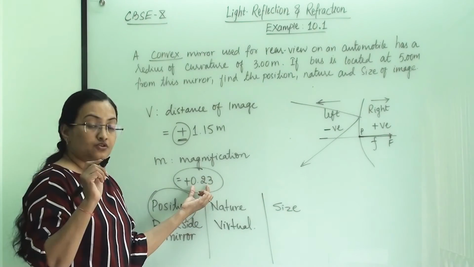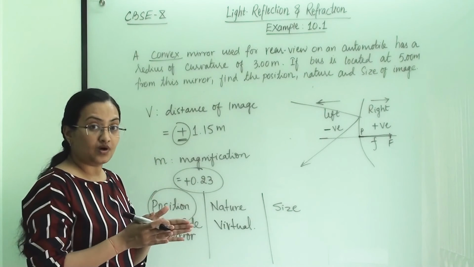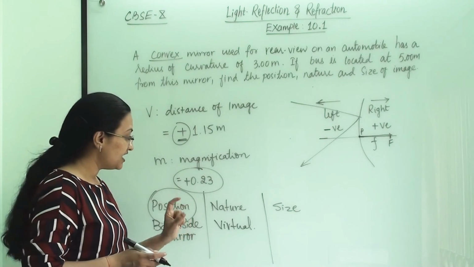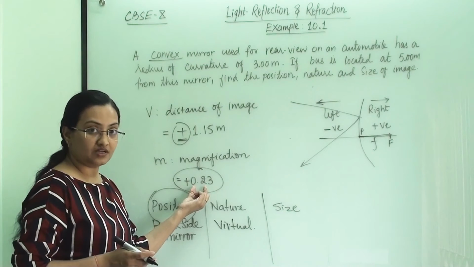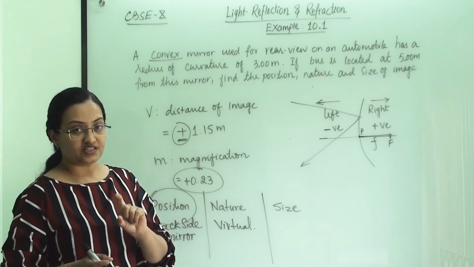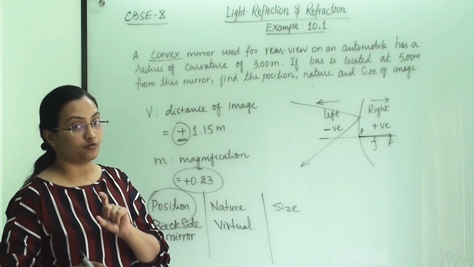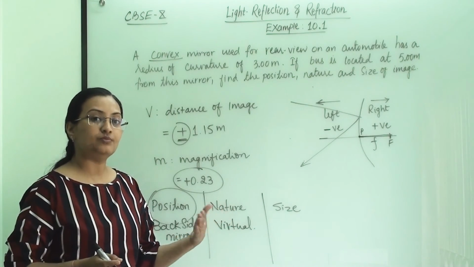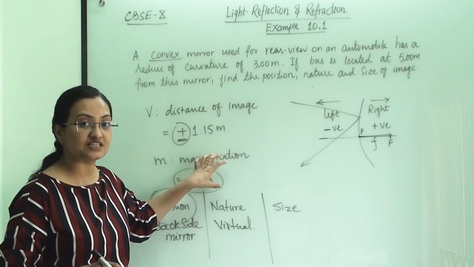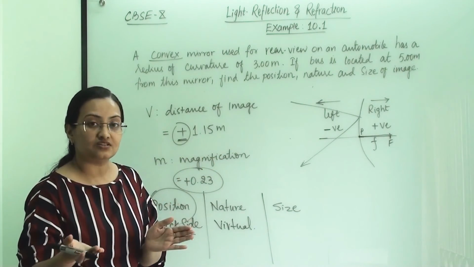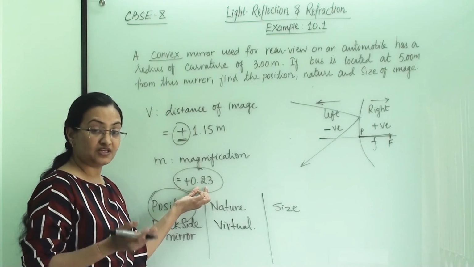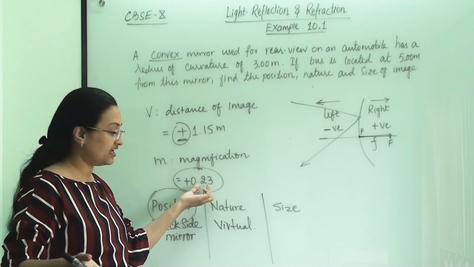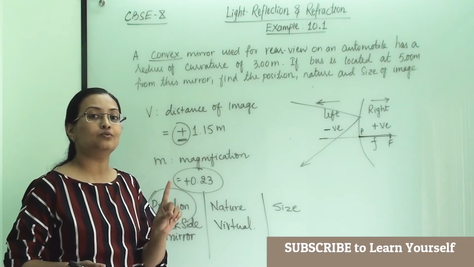Now coming to size. If the number is in a point, less than 1, then the image size will be smaller than the object. If we are getting 1, then the size of the image will be equal to the size of the object. And if it is more than 1, then the image will be bigger than the object. Magnification itself suggests how much larger the image will be. If it is 0 point something, then it is smaller than the object. If it is bigger than 1, then it is bigger than the object. And if it is 1, the size of the object is equal to the size of the image.